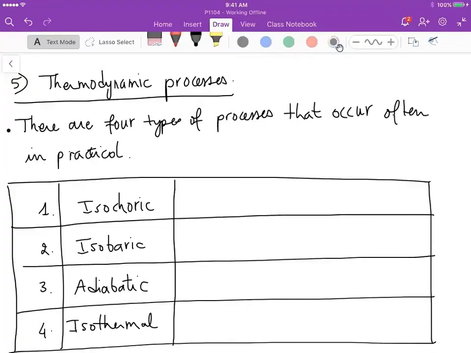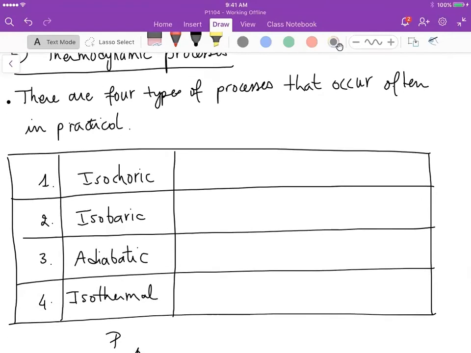In this part, the final part, we're going to discuss what are the possible thermodynamic processes, those which are of interest for us, let's say, those which we are going to study in our cases. So there are 4 types of processes that occur often in practice, which are, as you can see them here, 1, 2, 3, 4. So the first one is called isochoric, and isochoric means that it occurs at constant volume. The second one is called isobaric, and that means that it occurs at constant pressure.